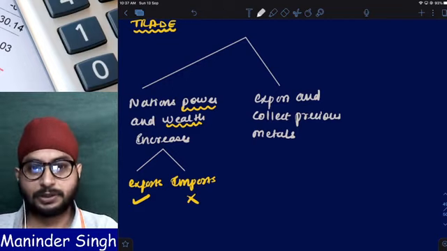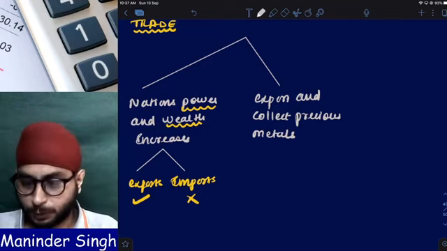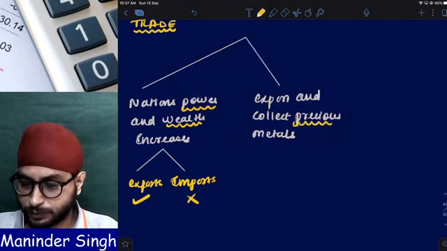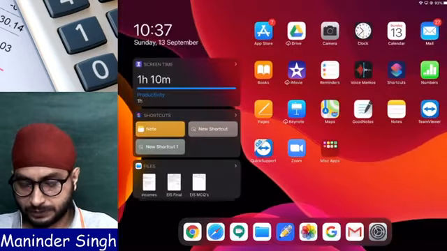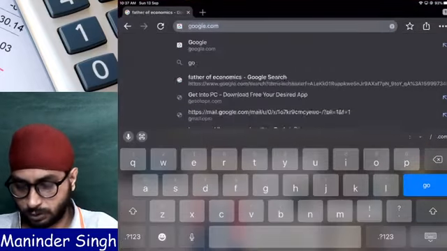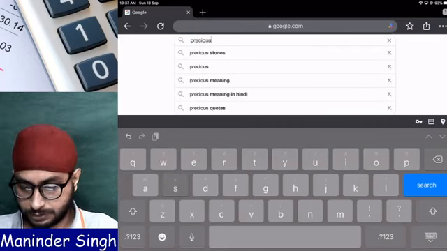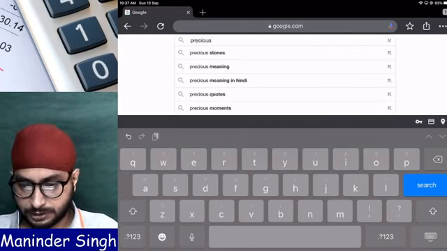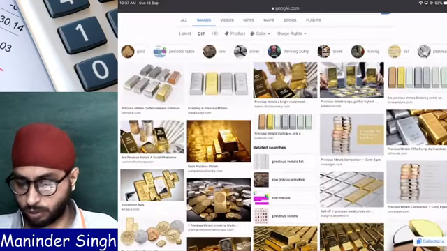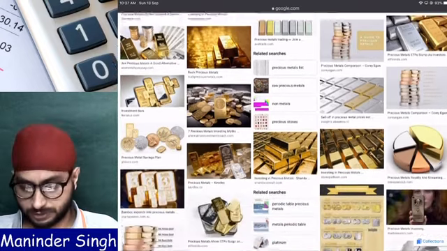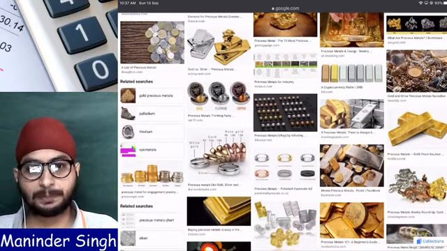What are the mercantilist people trying to say? Only export, and after exporting, collect only precious materials. What do we mean by precious materials? I hope you know. If you don't know, Google will tell us in images. Precious metals. See here, are you able to see gold, silver? Bronze, diamonds. These are all precious metals.